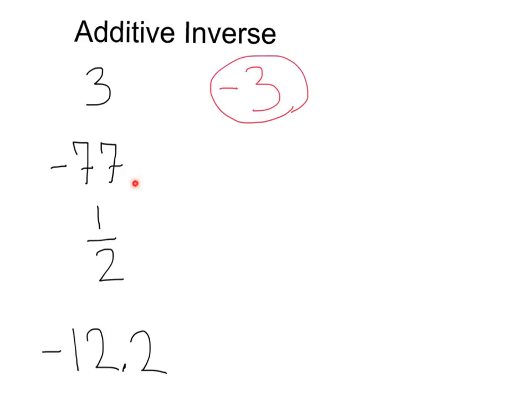Let's take a look at negative 77. What do I add to negative 77 to get 0? Well, negative 77 plus 77 is 0, so 77 is my additive inverse.